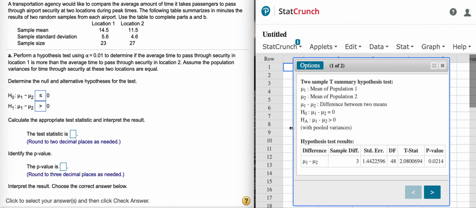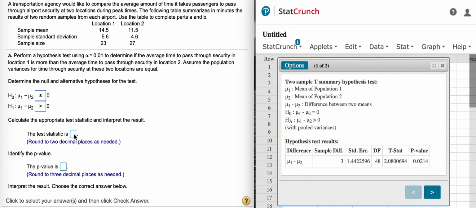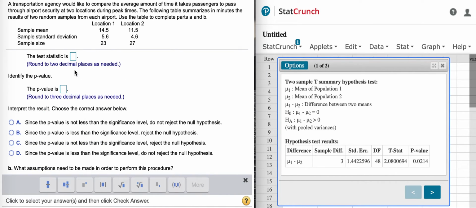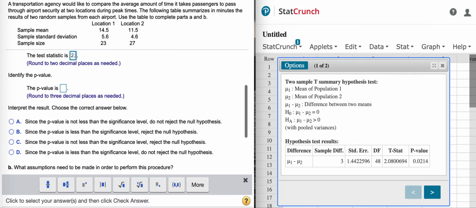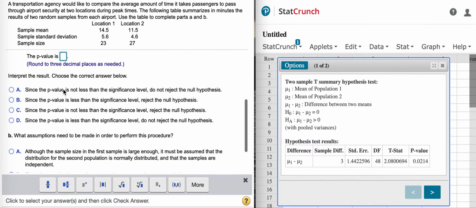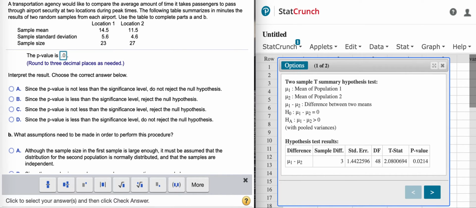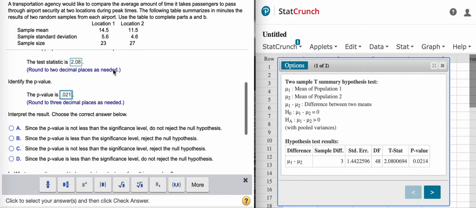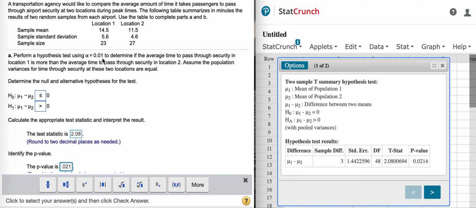And in our output table, our t statistic turns out, rounded to 2 decimal places, to be 2.08, with a p-value rounded to 3 decimal places of 0.021. Okay. So remember our significance level, alpha, was going to be 0.01.